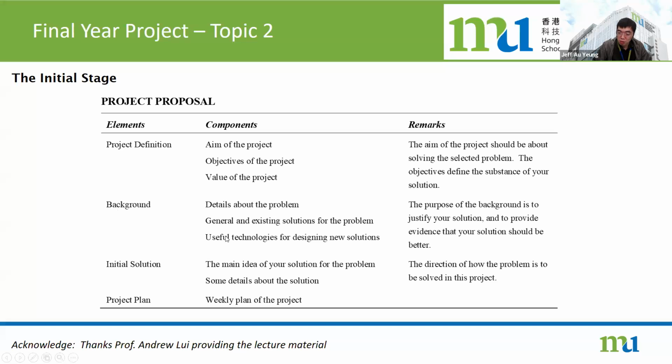So there is a part called background. And with this, there is some solution already available. And what is the difference between the solution available on the market and the one that you propose? And then the next two will be less important, which is the initial solution.